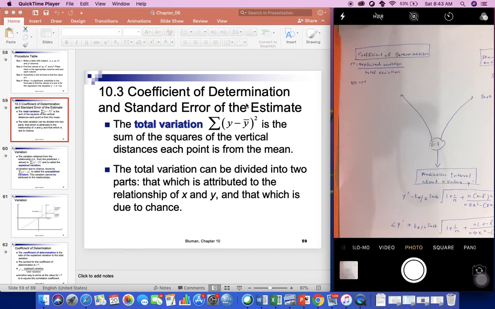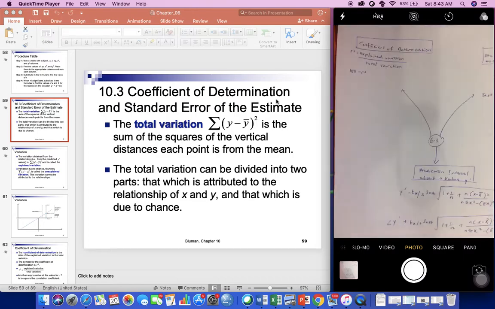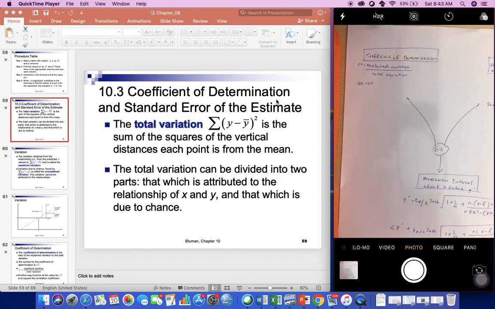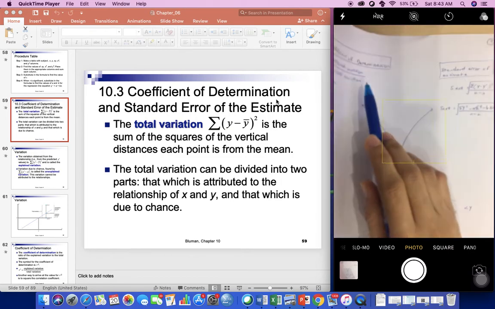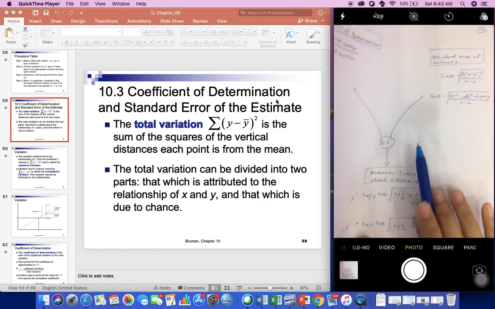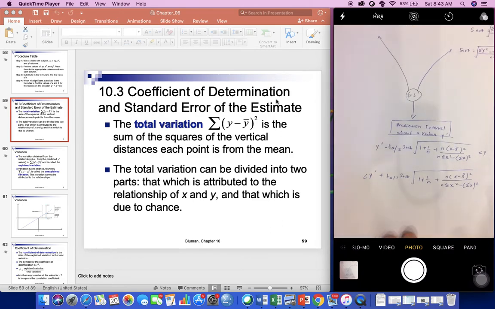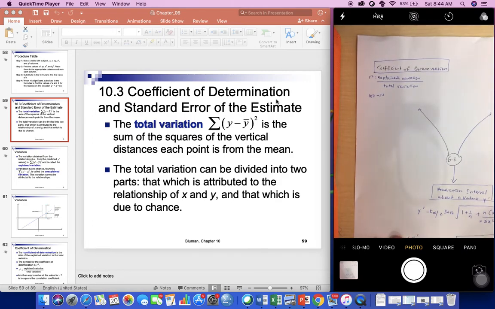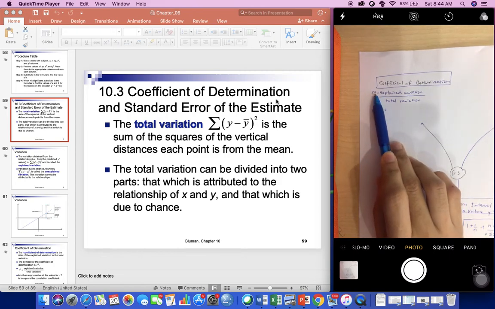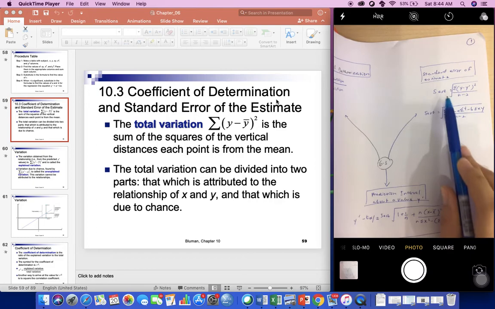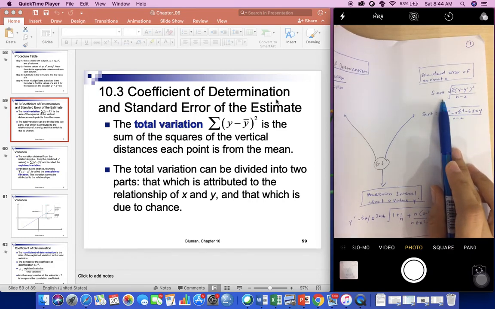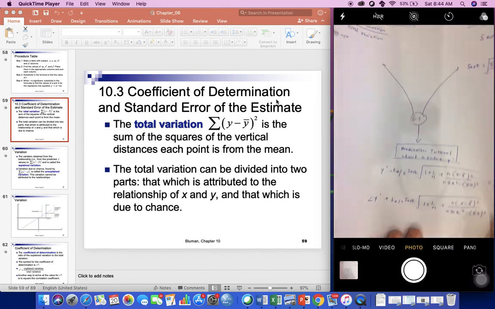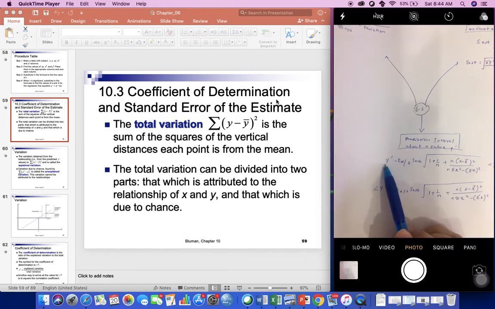So in this subtopic, there are three important things. The first one is the coefficient of determination. The second one is the standard error of estimate. And the third one is the prediction interval. We call the coefficient of determination R square, the standard error of estimate SEST, and then the prediction interval. This one is the predicted Y.